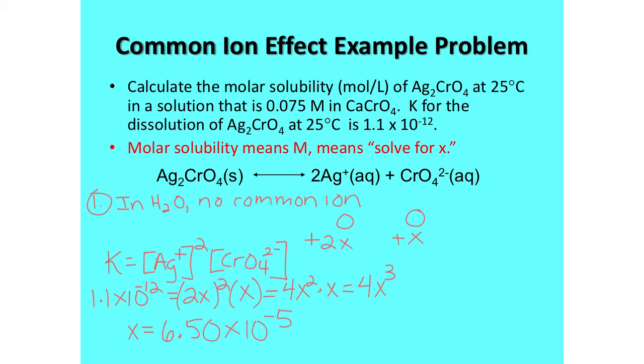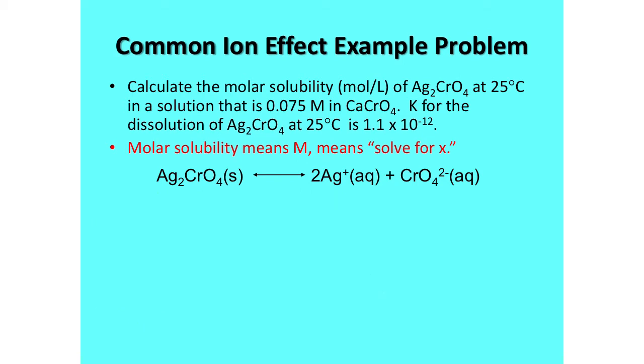All right, now what we are going to do is we are going to erase that, and now we are going to plug in our common ion values and see how that affects the equilibrium. All right, so now we are not starting with 0 of both of our ions. Now we have some calcium chromate in there.